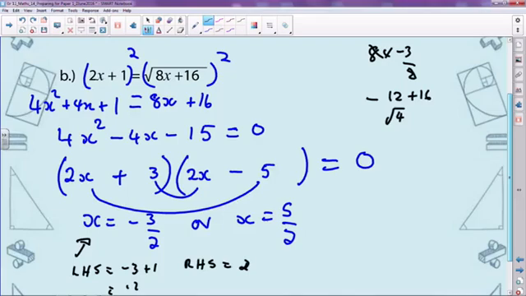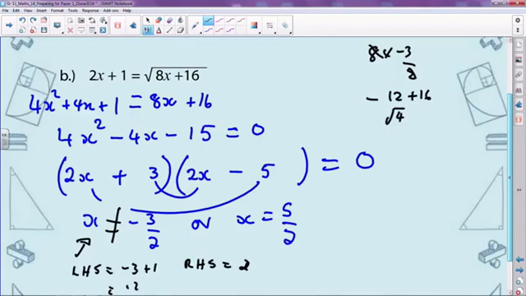Before we even do all this, we can just see that if I get a negative answer on my left-hand side, surely my right-hand side will never be negative. The square root of whatever is in the square root should always be positive. How do you represent this? This is not equal to minus 3 over 2. Why? Because your left-hand side is not equal to your right-hand side.